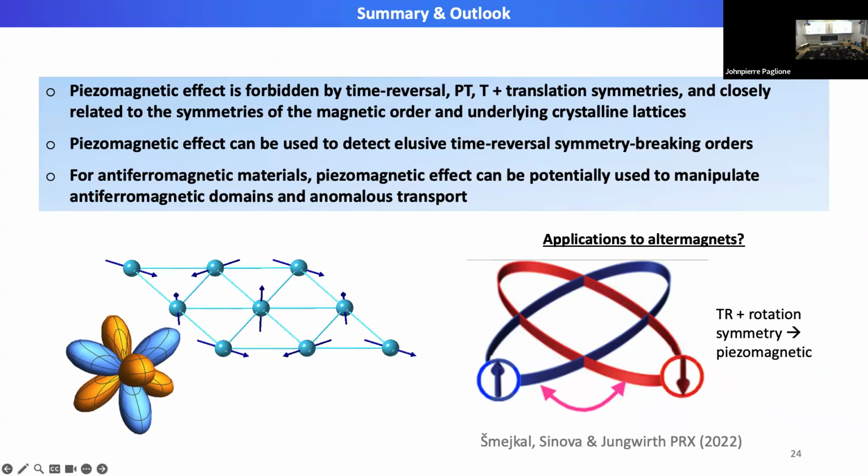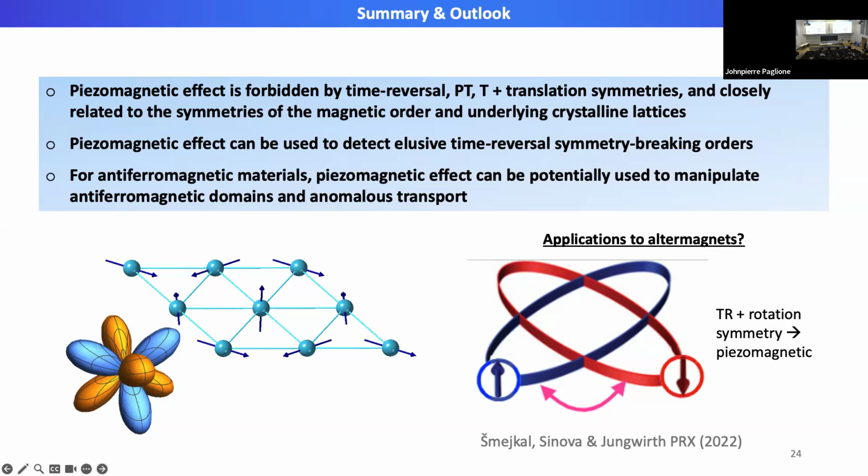So you have it written that it's forbidden in systems with both translational and time reversal symmetries. If you had a system that breaks time reversal but has translation, is that still forbidden? Right. So what I should clarify is that what I mean here is a system that has a combined time reversal and translation symmetry. So if you think about a simple Néel antiferromagnetic order, that would fall into this category.